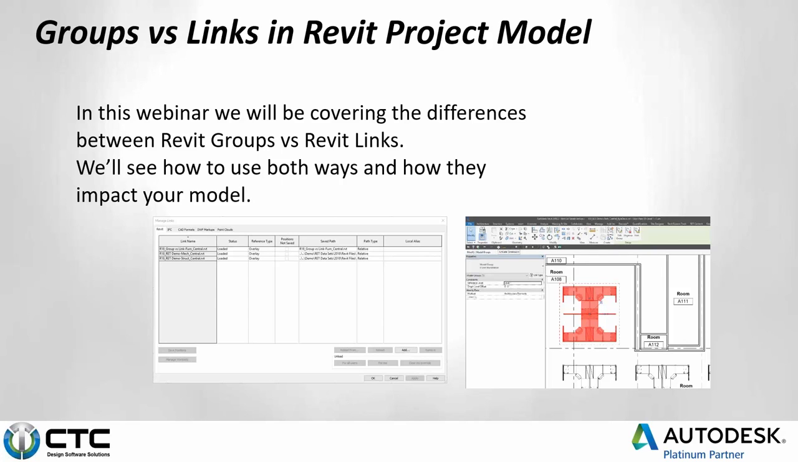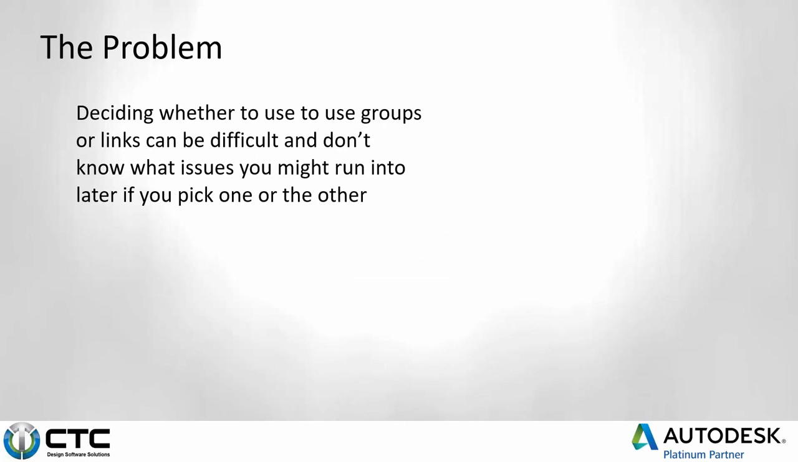And with that being said, let's get right into it. So again, we're going to be going over groups and links and the differences between some of the workflows that you can use and the different processes that happen and how they impact your model. So the problem that comes up with this is deciding whether to use groups or links and what you have the capability of doing with both. And it might be hard to pick later, and what issues might you run into if you put one over the other.